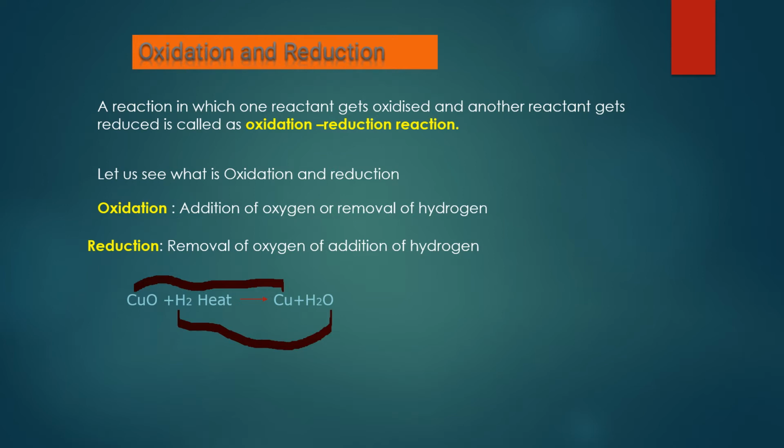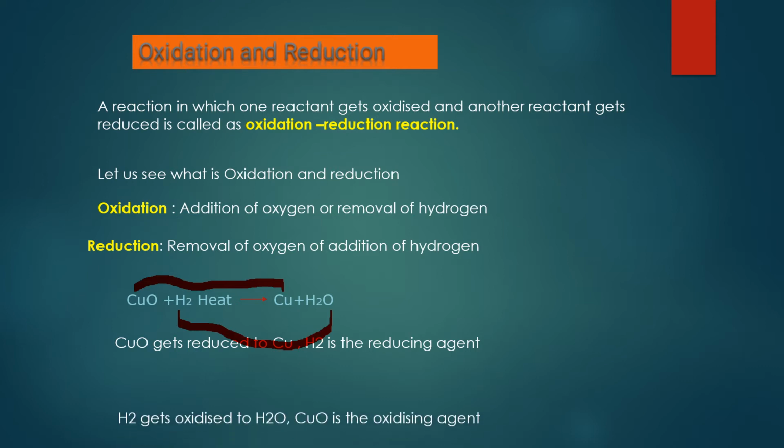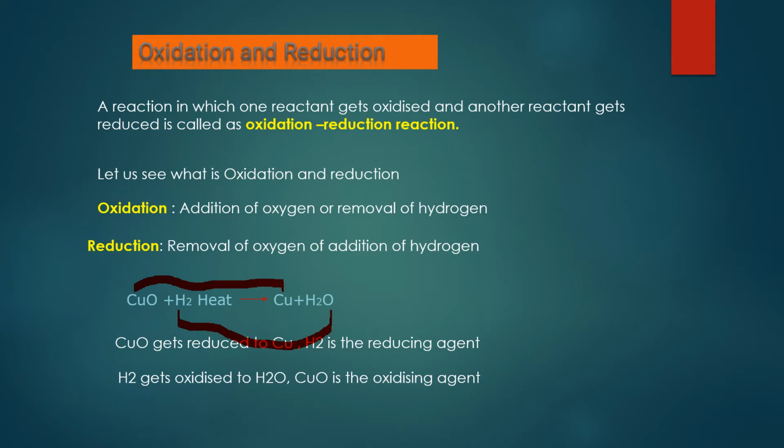So here copper oxide gets reduced to copper and H2 is the reducing agent. H2 gets oxidized to H2O and CuO is the oxidizing agent. You have to be very clear about this, which is the oxidizing agent, which is the reducing agent. What is getting reduced, what is getting oxidized. It should be written completely.